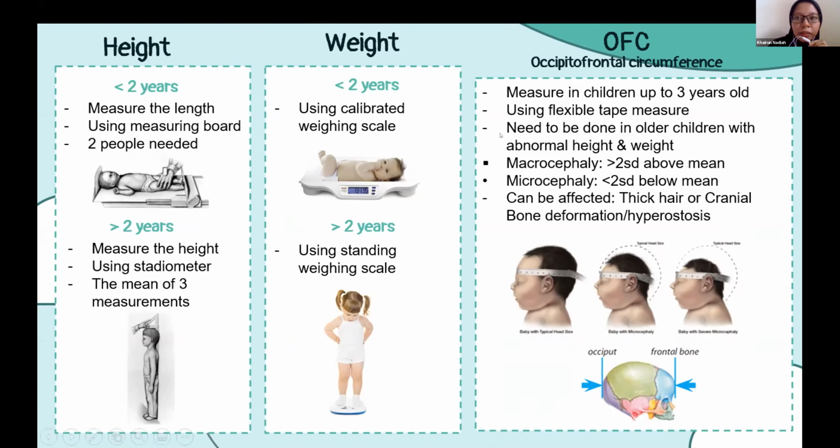The occipital frontal circumference also needs to be done in older children with abnormal height and weight. An abnormal head circumference is classified into macrocephaly, where the value is greater than 2 standard deviations above the mean, or microcephaly, where the value is lesser than 2 standard deviations below the mean. This measurement can be affected by thick hair, cranial bone deformation, or hyperostosis. Hyperostosis is the excessive growth of the bone. So this is the picture of micro and macrocephaly, and this is the front of the skull.